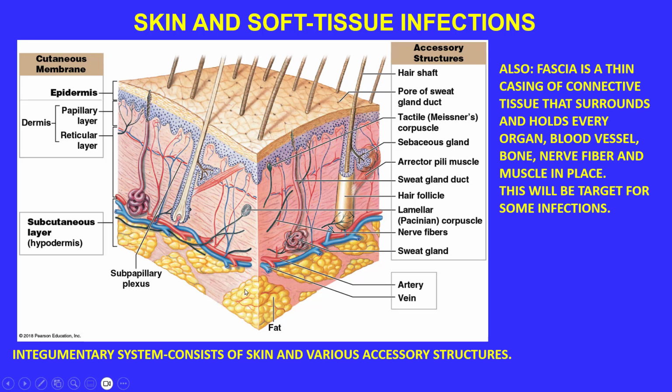You are going to have beneath this maybe a fascia, and that's a thin casing of connective tissue that holds and surrounds every organ, blood vessel, bone, nerve fiber, and muscle that's in place. And this is important because some of these will be targets for some of the infections.